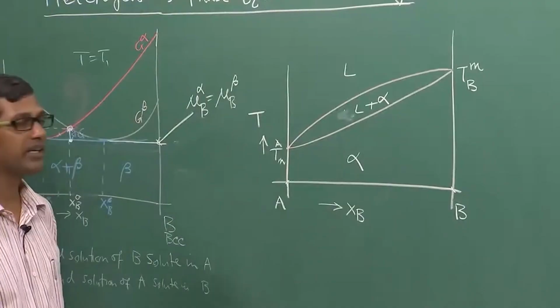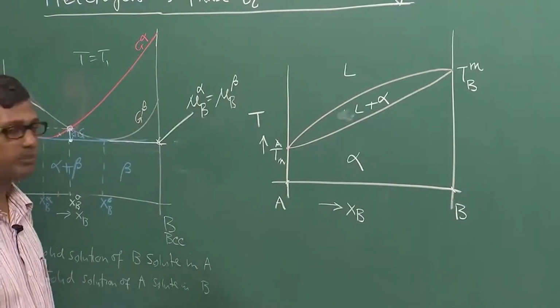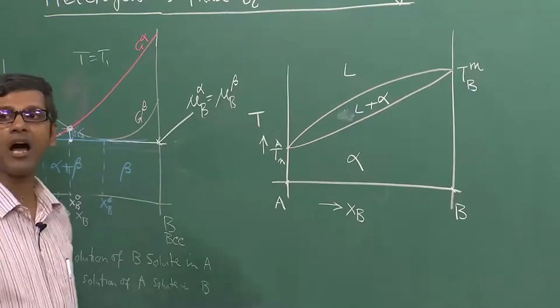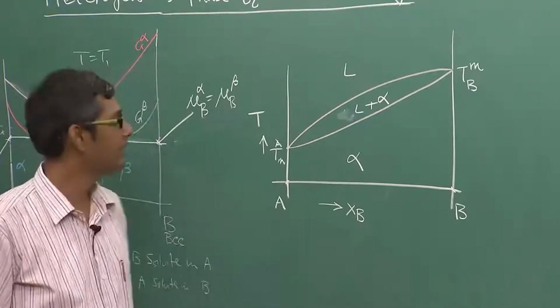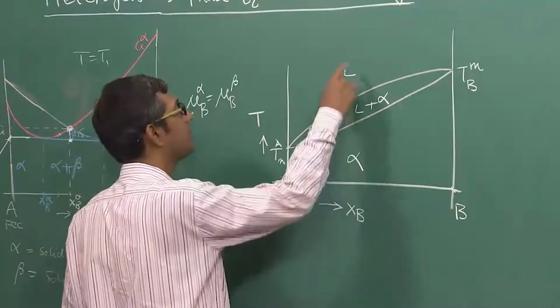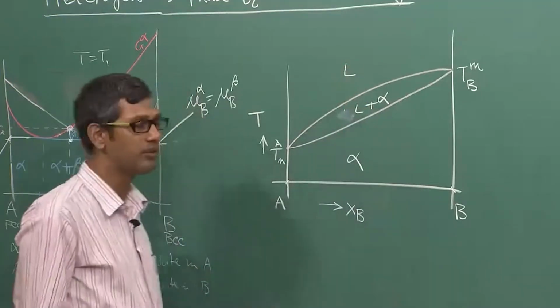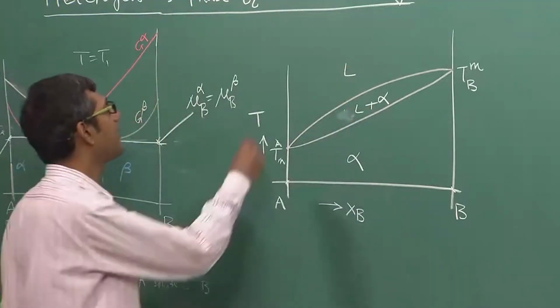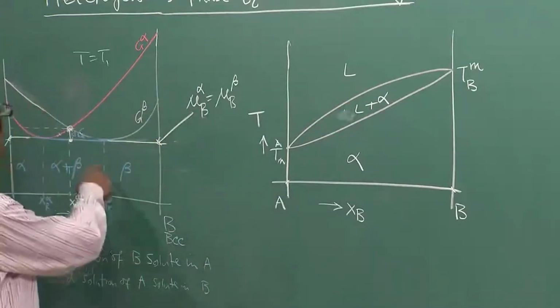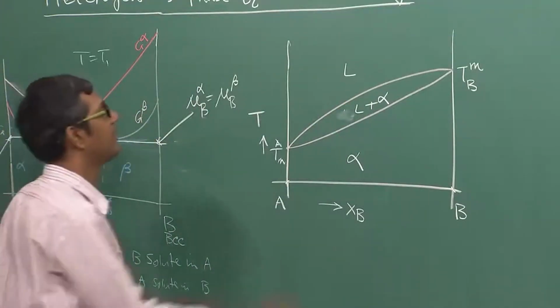Okay, I am not going to spend any time on that because I have discussed it in my earlier course, as they are in the books. Now how do I explain thermodynamically that there will be alpha phase here, liquid phase here, alpha plus liquid here? Okay, so let us take free energy composition diagrams like this at different temperatures.